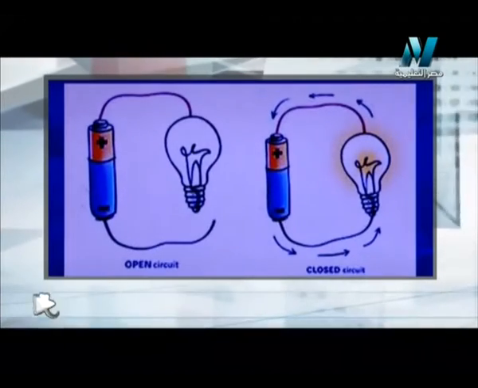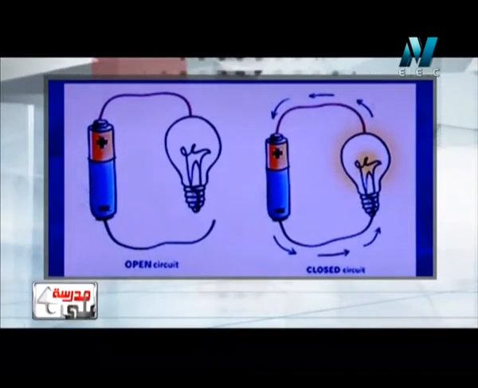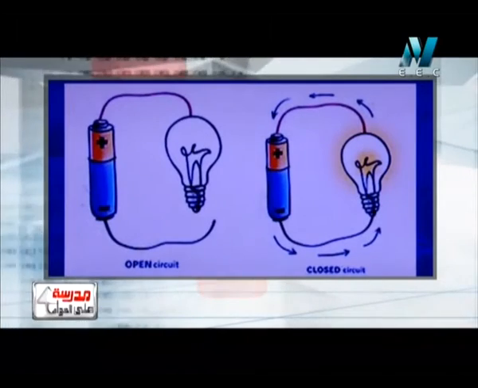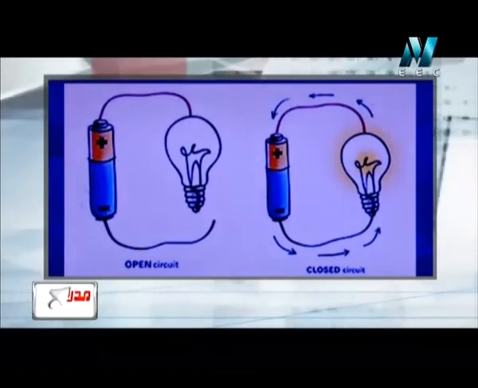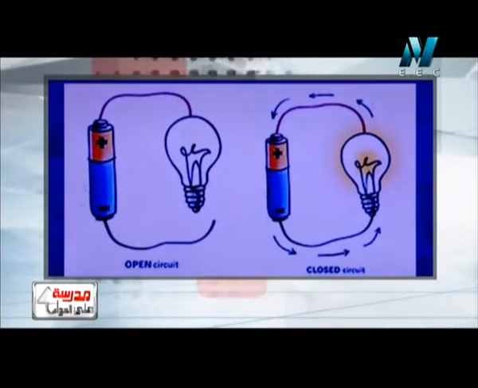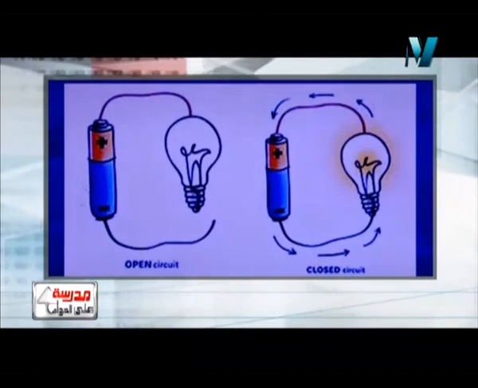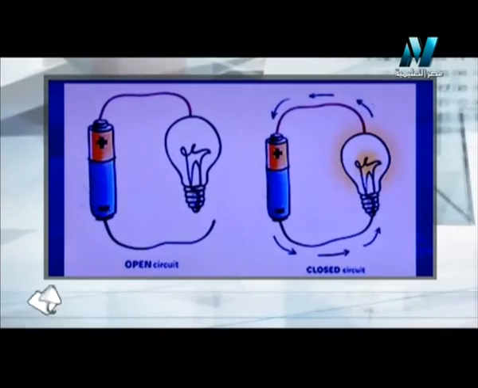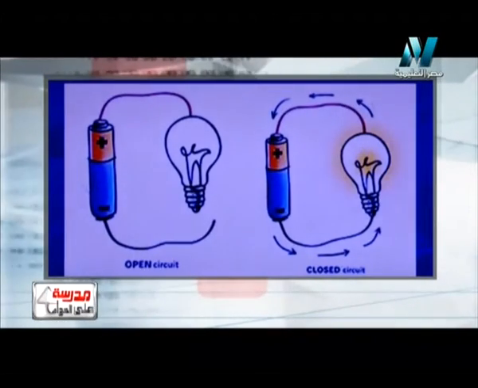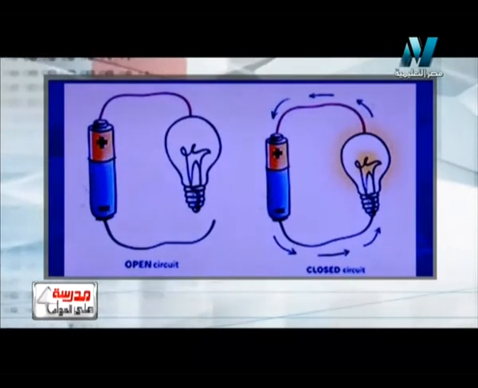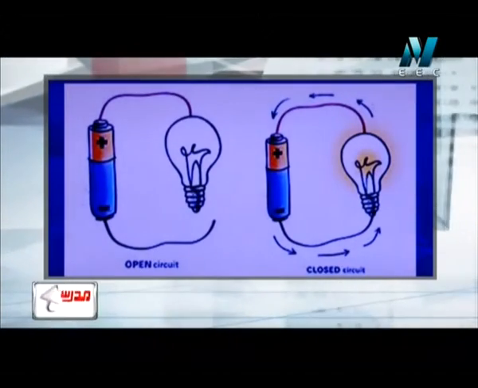So I have here two circuits. The left circuit is an open circuit, so the lamp doesn't light, and the right circuit is a closed circuit, so the lamp lights. So what can I use in the left circuit to make the lamp light? What will I use to make the lamp light? Surely I will use something that is a conductor of electricity.